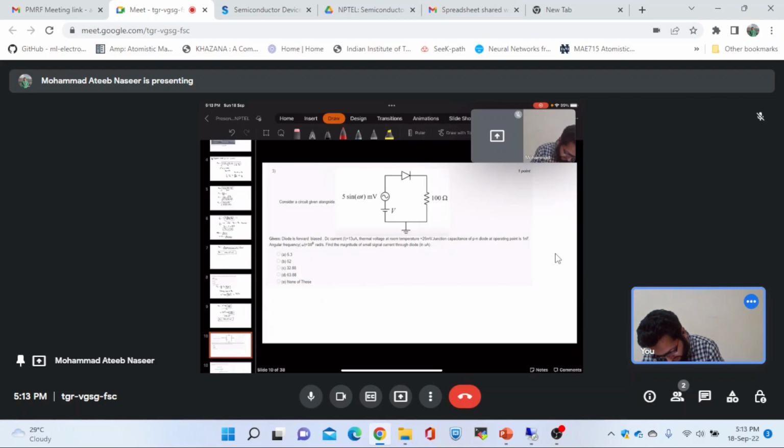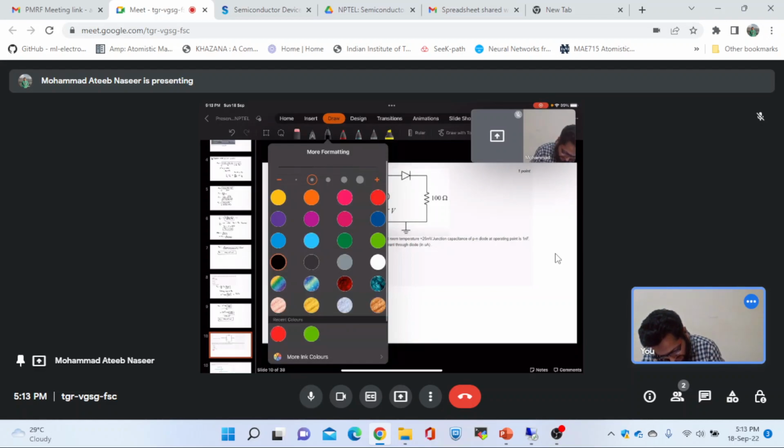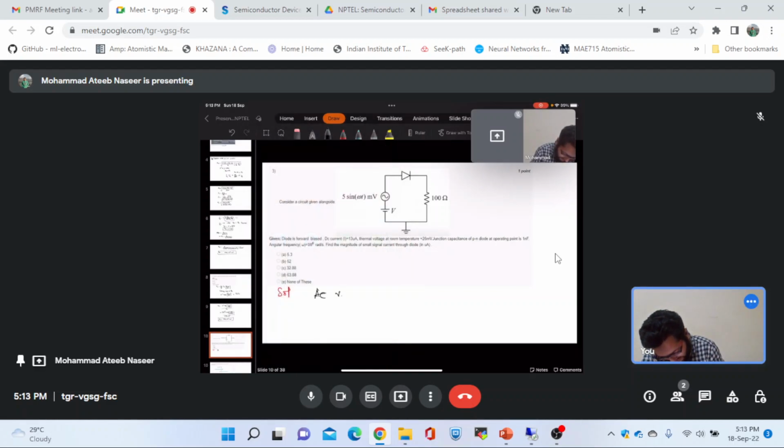Now we know the dynamic resistance, the AC resistance. Let me write it down like this. AC resistance for this diode is simply given by Vt by Id, where this Id is the DC current. So Vt is 26 into 10 raised power minus 3, and this Id is 13 into 10 raised power minus 6. So it implies this Rd, the dynamic resistance, is simply equal to 2 kilo ohms.